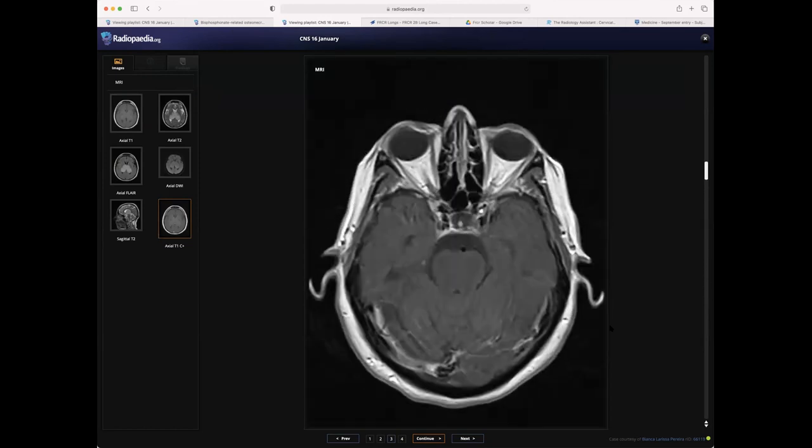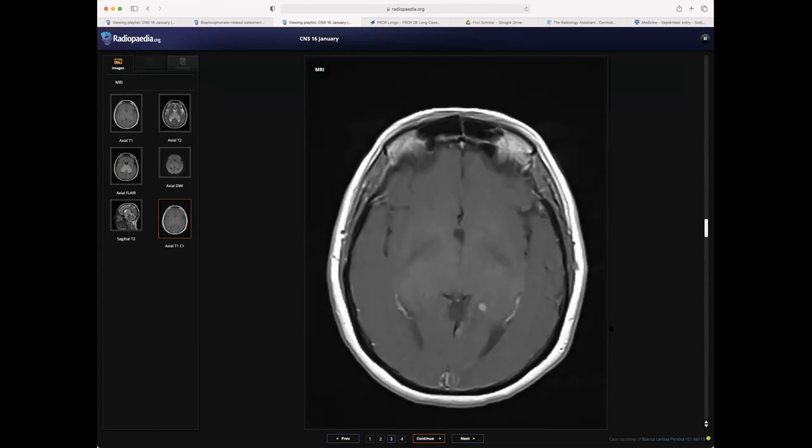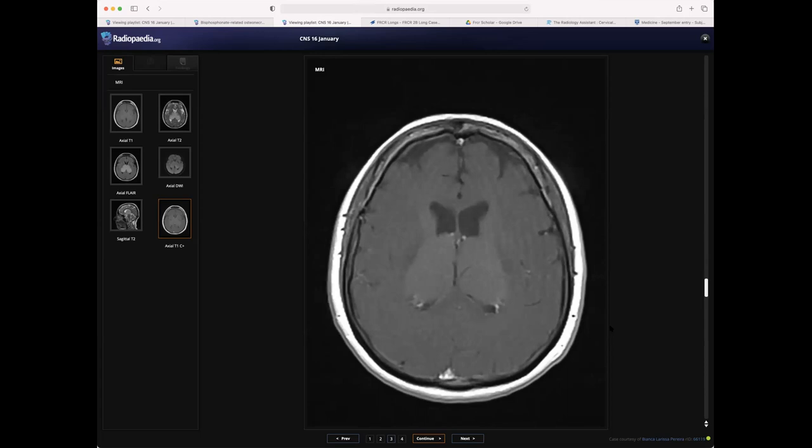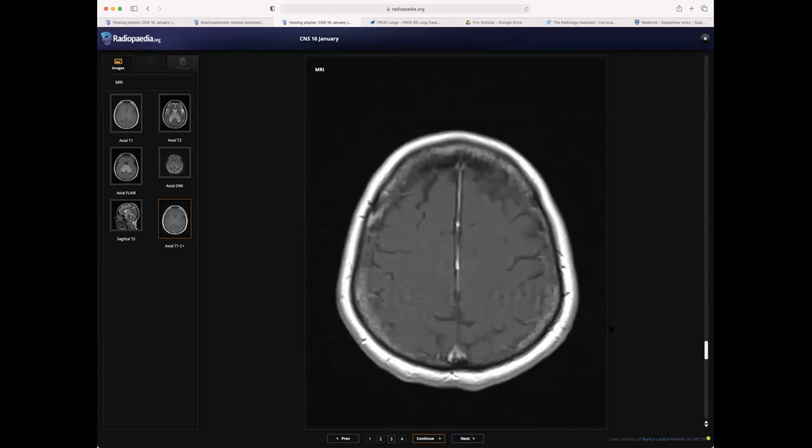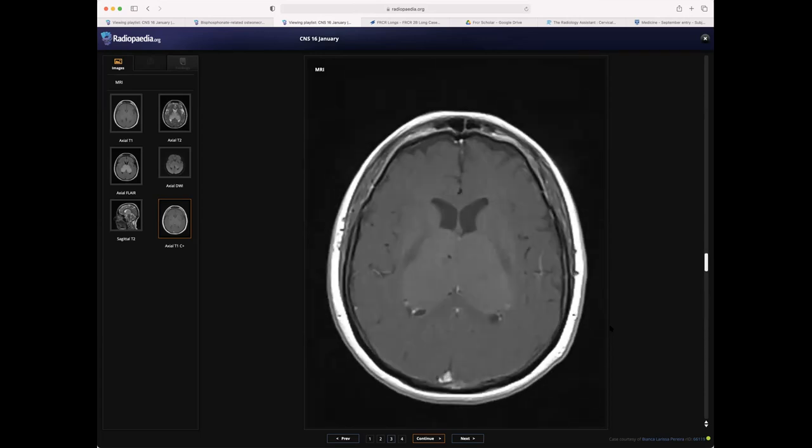On the post-contrast images, there is no significant enhancement within this region. A nodular enhancement is noted in the posterior aspect on the left side. So, diffusely edematous bilateral thalami with abnormal MR signals. The differential possibilities.